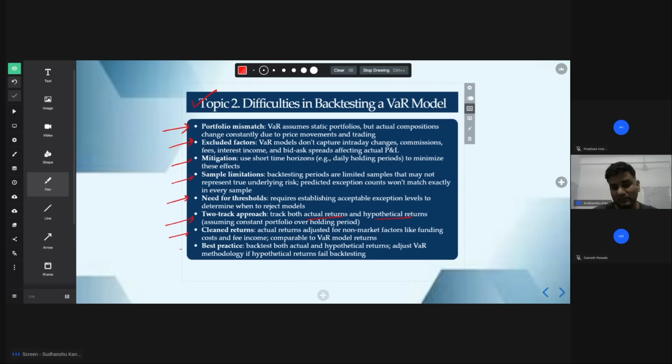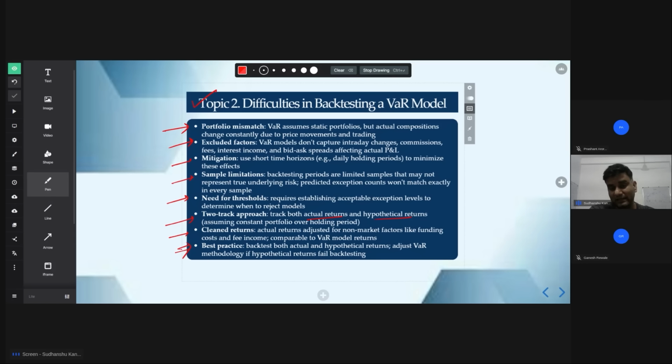Overall, the best practice here, which everybody should understand, is to backtest both actual and hypothetical returns. If hypothetical results fail, the problem is with the VaR model. If actual results fail, the problem could be with your trading or execution, not necessarily the VaR model, right? So you need to backtest both your actual and hypothetical returns, and you need to adjust VaR if hypothetical returns fail backtesting, because if actual results fail, that means it's more of a problem with the execution, not with the model, right?